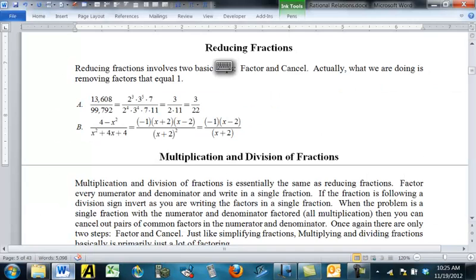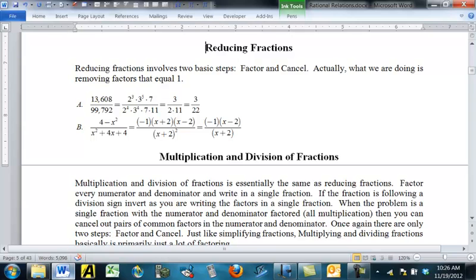Okay? So we're going to basically use that property, but the thing is to get it to be all multiplication first, which is a prime factorization process. So we take 13,608, do our little factor tree, we get 2 cubed times 3 to the 5th times 7. Take 99,792, that's 2 to the 4th times 3 to the 4th times 7 times 11.